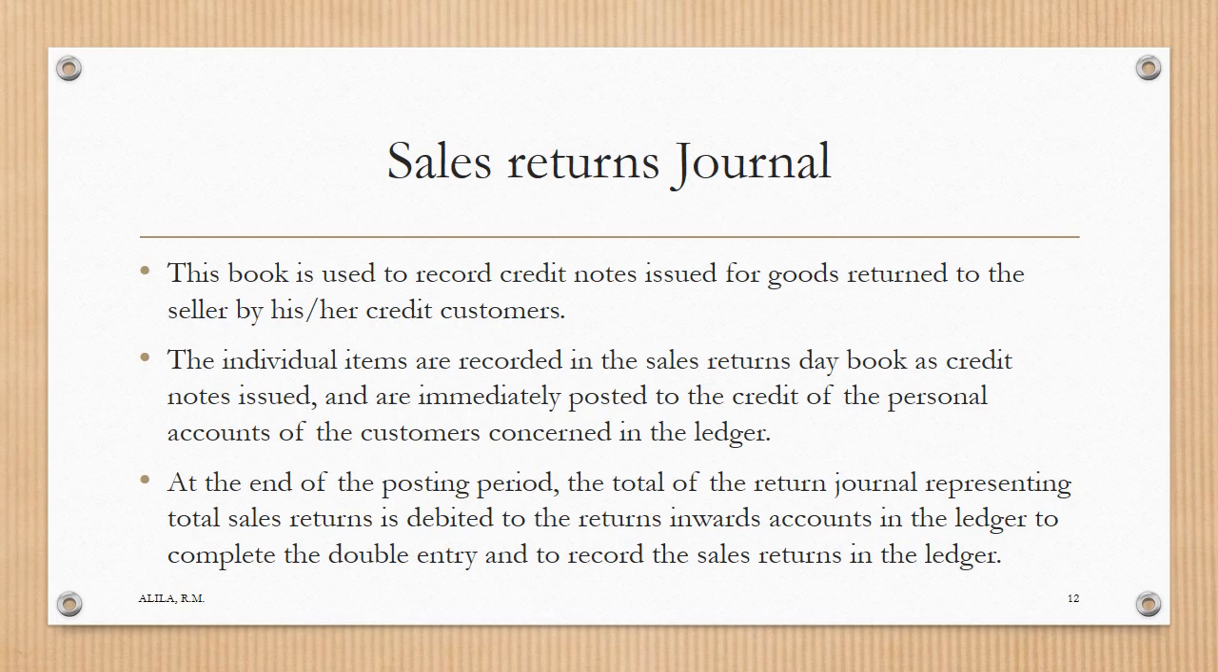Likewise, a sales return journal. This book is used to record credit notes issued for goods returned to the seller by his or her credit customer. So these individual items are recorded in the sales return daybook as credit notes issued. And they are immediately posted to the credit of the personal account of the customer concerned in the ledger. At the end of the posting period, the total of the return journal, representing the total sales return, is debited into the return inward account in the ledger to complete the double entry and to record the sales return there.